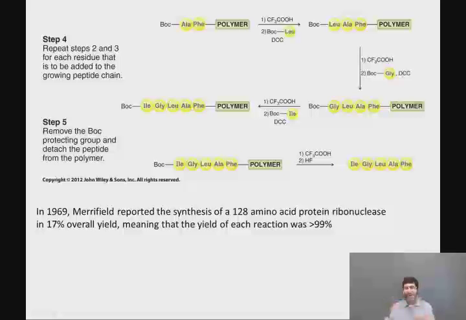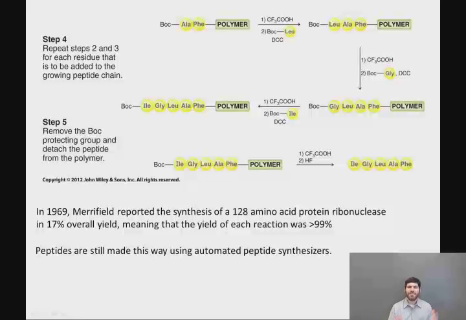And given that you have a couple of reactions for every coupling step, what that means, if you did the math, is that the yield for each individual reaction was actually greater than 99%. So these are really, really efficient reactions. And peptides are still made this way using automated peptide synthesizers.